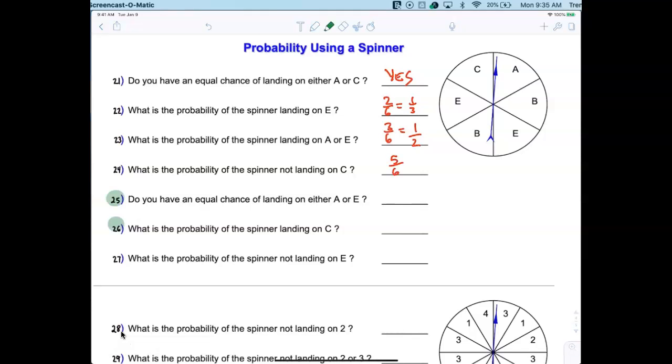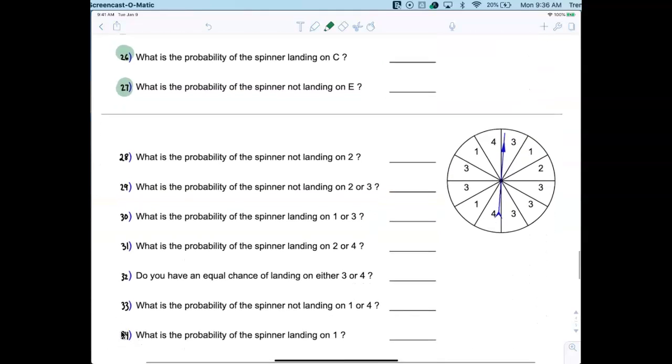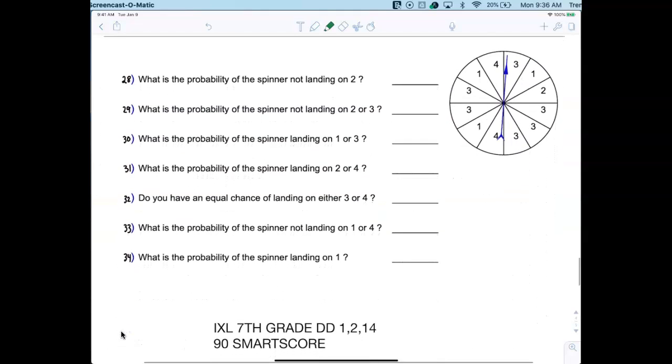Let's just highlight 25, 26, 27. All right, what's the probability of the spinner not landing on 2? So we have to figure out how many 2s there are. How many 2s are there? Okay, so then how many numbers? 12. What's the probability of not landing on 2? 11 out of 12.